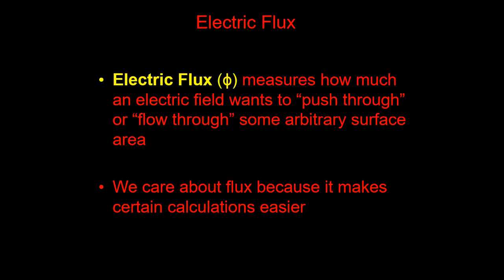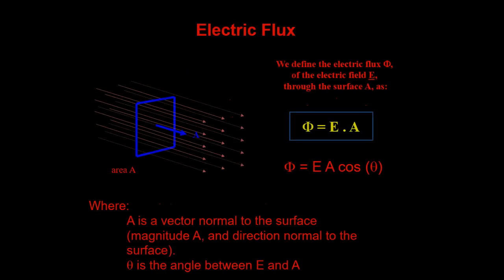So the electric flux, or phi, is a measure of how much an electric field wants to push through or flow through some surface area. And this is dependent on what's in that surface area partially, but here we're going to deal with essentially free space for everything we look at. And we care about flux because it makes a lot of our calculations much easier. So when we talk about electric flux, we say that phi, the electric flux, is equal to the electric field strength E times A. Again, this is a similar diagram to the one we saw before.